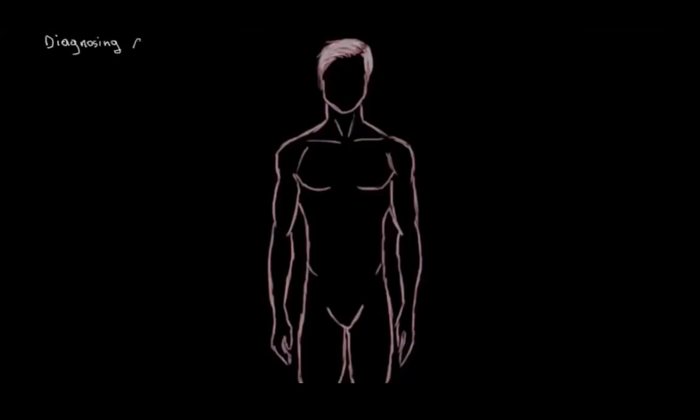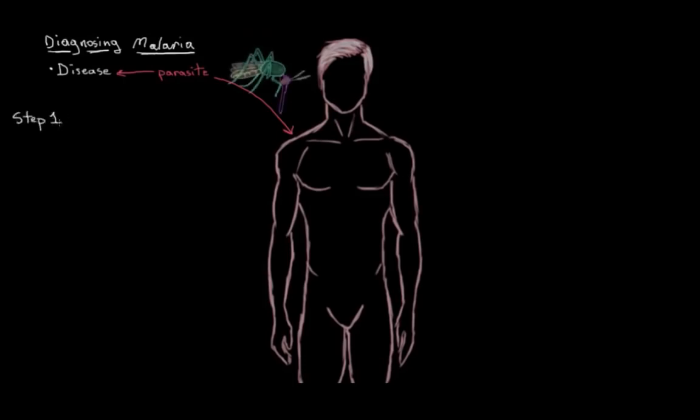How is malaria diagnosed? Well, we can think about it basically as a three-step process. So remember that malaria is a disease caused by a parasite that's usually transmitted to humans through bites from infected mosquitoes.